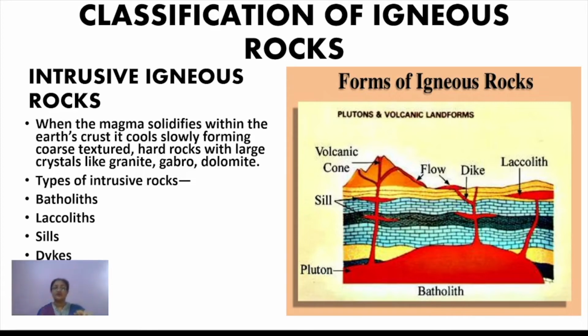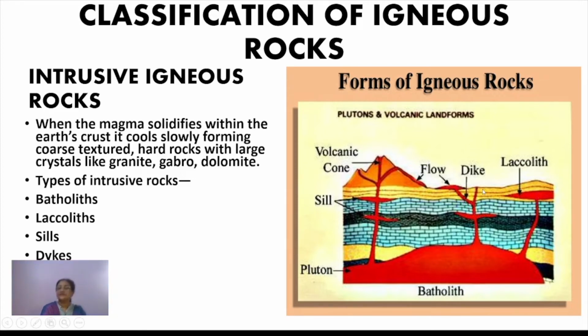But if you talk about the extrusive rocks like basalt, in that case, because they cool down fast, their particles are very fine. The crystals are very fine. Understood? So the intrusive igneous rocks are coarse textured hard rocks with large crystals. Moreover, when we talk about the different types of intrusive igneous rocks, we come to know about different terms like batholith, laccolith, sill, dyke, neck.